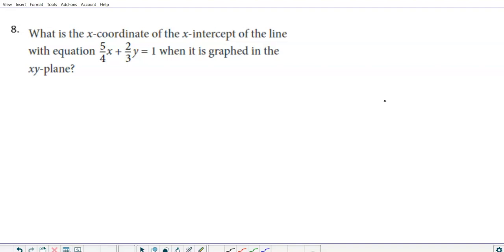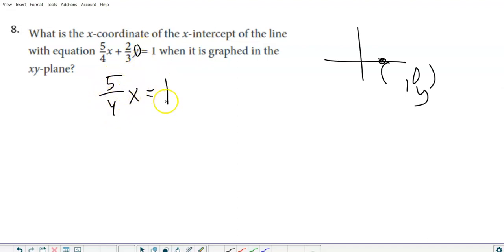What's the x-coordinate of the x-intercept of the line? So in this one, you're going to plug in to find the x-intercept. Somewhere on here, I don't know where, is the x-intercept. All I know about that point is that the y value is going to be 0, right? So we're plugging in 0 for y. This equation basically is 5/4 x equals 1. Solve that, multiply by the reciprocal, so x equals 5/4. So that would be your answer.